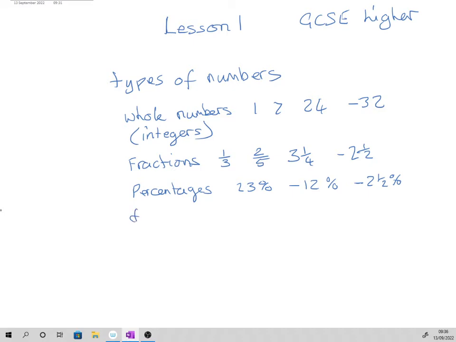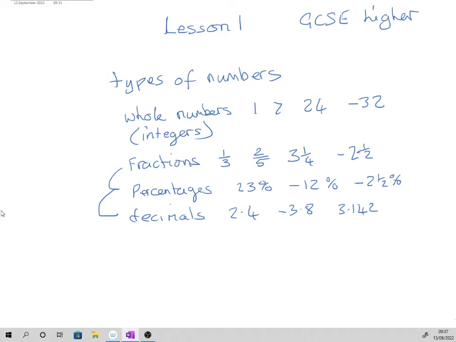And decimals, 2.4, -3.8, 3.142, that sort of thing. And we will later on look at how to convert between all these fractions, percentages, and decimals.